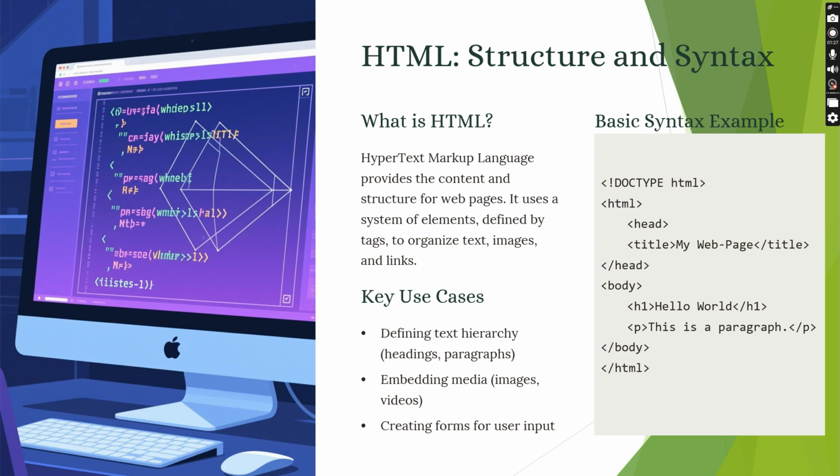First one, it defines text hierarchy for headings and paragraphs. Second one, it embeds media like images and videos. It creates forms for user input. Let's see the basic syntax for every HTML code. Every HTML code starts with doctype HTML. Doctype means document type.